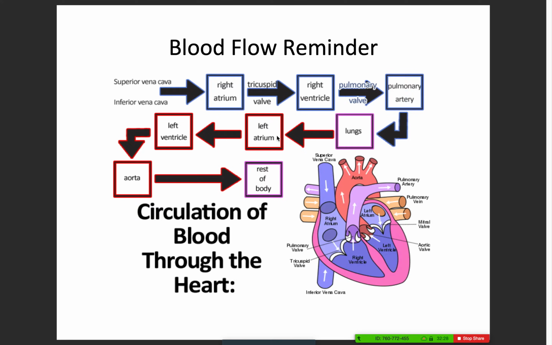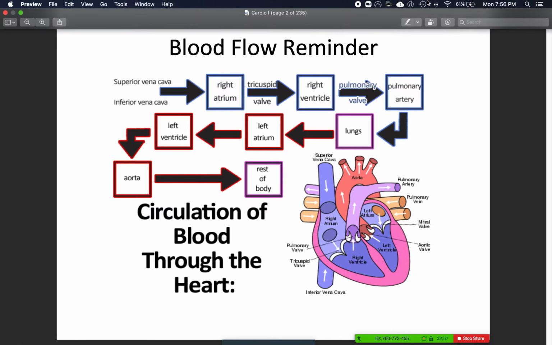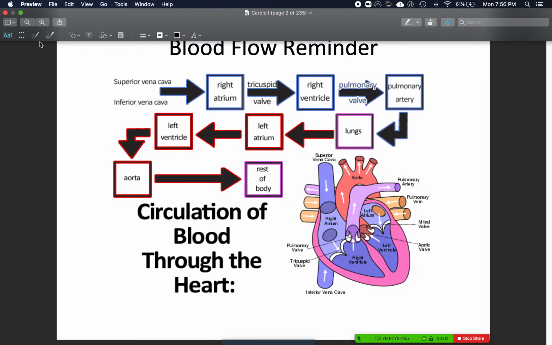Now, for pulmonary veins, we have 4 pulmonary veins, 2 upper and 2 lower per side. Okay, so a total of 4 pulmonary veins. That returns our oxygenated blood to the left atrium. From there, blood passes through the mitral valve into the ventricle. From the ventricle, it will be pumped out the aortic valve into the aorta and to the rest of the body. Okay, very basics, just a general reminder of what the blood flow looks like.